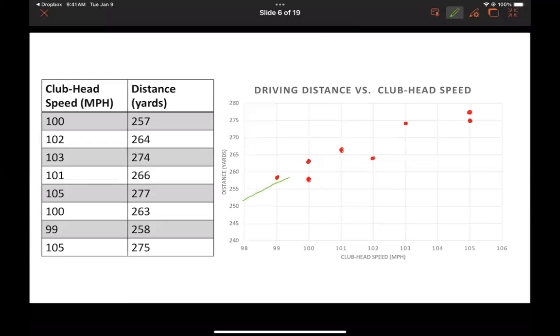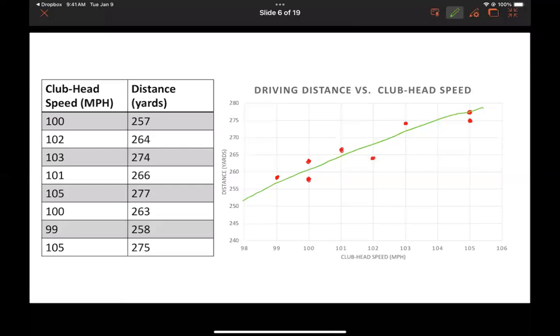If I drew a line through it here, it's a really bad line. But if I drew a line through my data here, you can see as the club head speed gets faster, it generally, the ball went farther. You don't have to draw the line if you don't want. I just like to do it so that I can visualize that. So this right here would be my scatter plot. Ignore the green line on that.